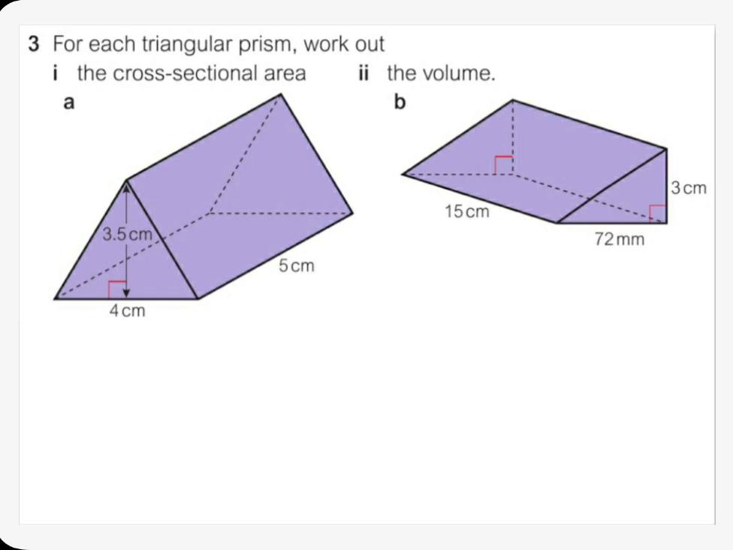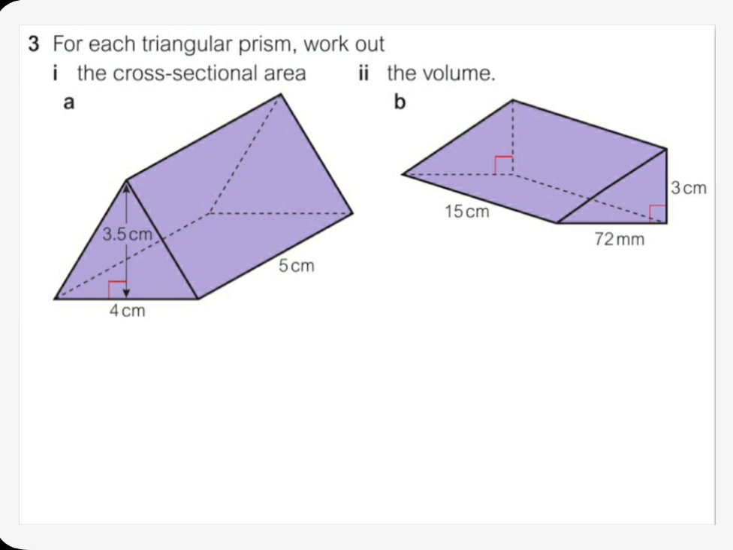In this presentation, we're going to talk about Unit 3.3, Volume of Prism. Question 3. For each triangular prism, work out 1. The cross-sectional area, 2. The volume.